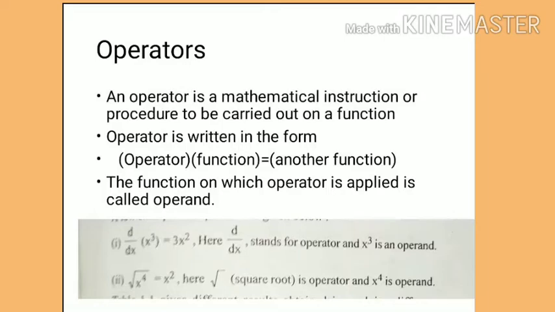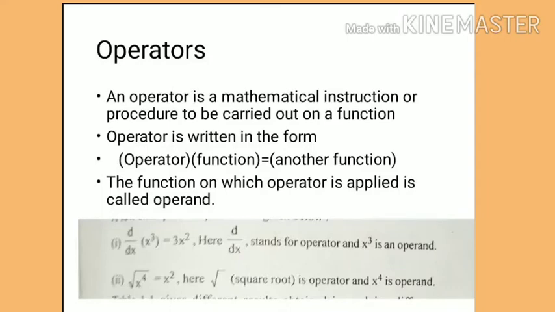d/dx is an operator. That is a mathematical instruction. So d/dx means differentiation, so it is an operator. And x cube, what is x cube? x cube is a function which is also known as the operand, because the operator is applied on x cube. And what do we get? We get another function, which is 3x square. So here we can say x cube is an operand.